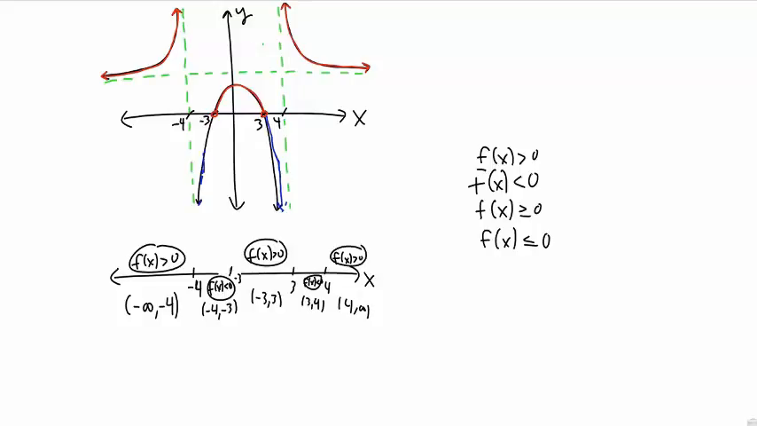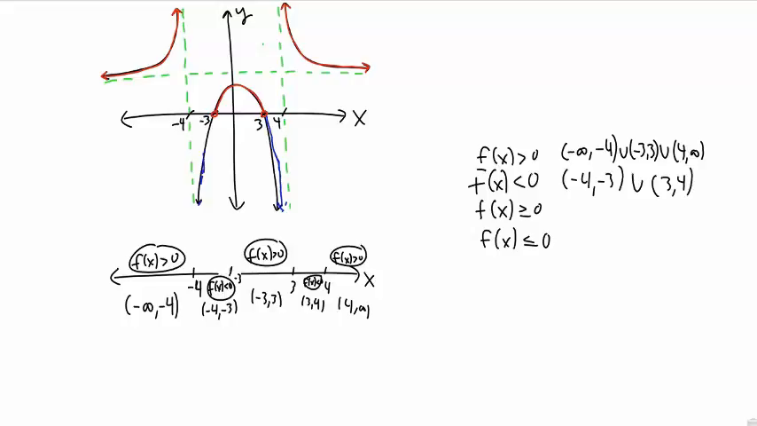So for this first inequality over here, f of x greater than 0, you have the solution set negative infinity to negative 4 union this interval and that interval. We just look at a number line over here and find the intervals that correspond to f of x greater than 0. And for f of x less than 0, we had the two intervals right here.